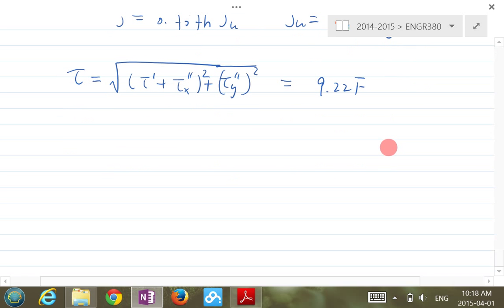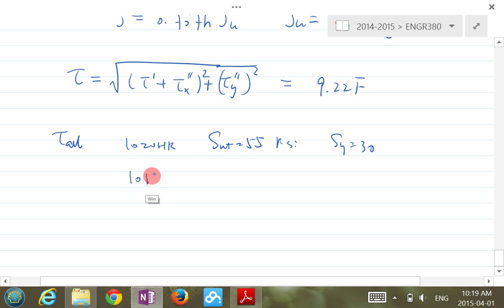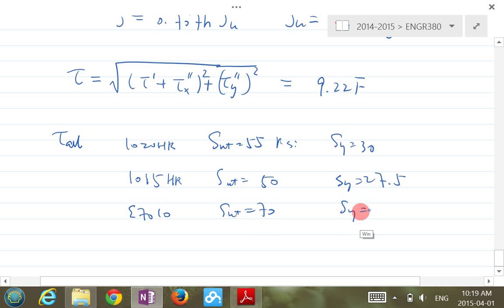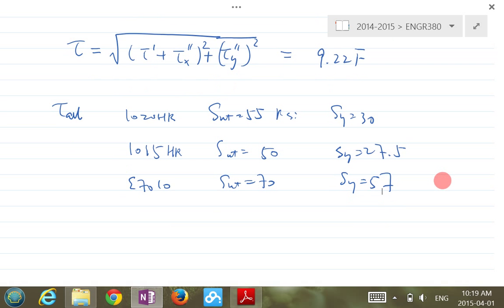The next step is, what's the allowable stress? For allowable stress, we need to figure out the material property first. So 1020 hot roll has SUT 55 KSI, SY 30. Then 1015 hot roll has SUT, oh no, that's 50, SY 27.5. E7010 electrode has SUT 70, SY 57. So that's the property of all three materials.